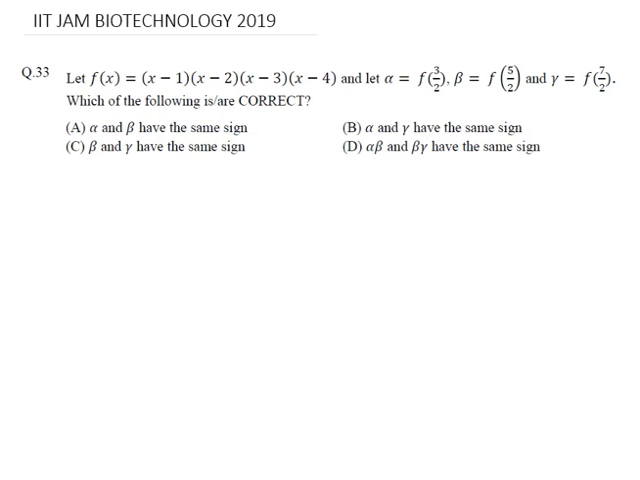Hello, today we are going to solve one question from IIT JAM Biotechnology 2019. As we know that JAM is one of the most important examinations in our country for those students who want to join IITs to pursue their master's degree courses. So this is question number 33 from section B, and this is an MSQ type question. That means more than one option is correct here.